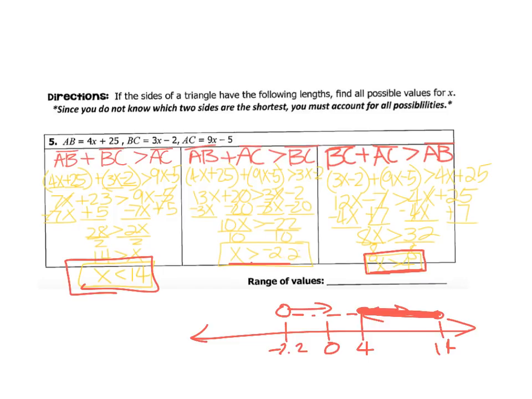So if we have 2 that are greater than, we want to pick the bigger number. So this is not a possibility because we know it has to be greater than 4. Now, if you had 2 less thans, pick the smaller number. So 2 greater thans, pick the bigger number. 2 less thans, pick the smaller number. So our range of values here, we know that x has to be less than 14 and greater than 4. So that would be our range of values for the third side, and we found that using algebra.